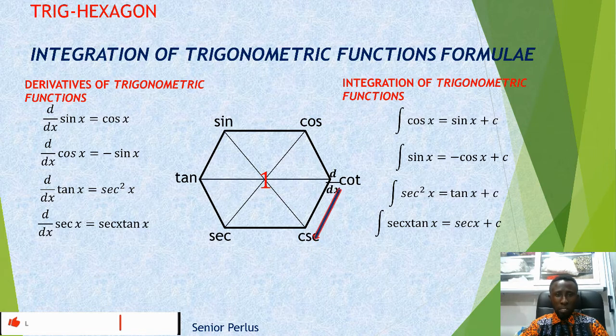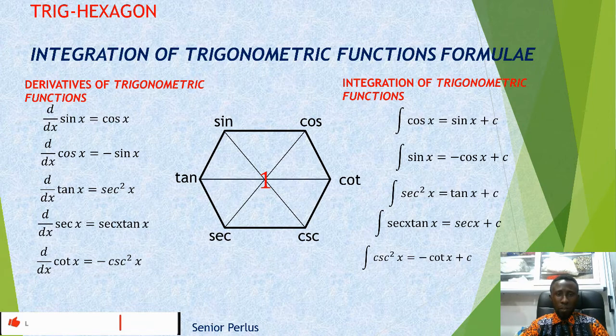Derivative of cot s is negative cosec square s. Here is the combination of note 1 and note 2. Its reverse is integral of cosec square s is negative cot s plus c.